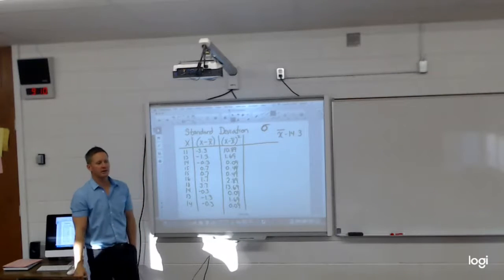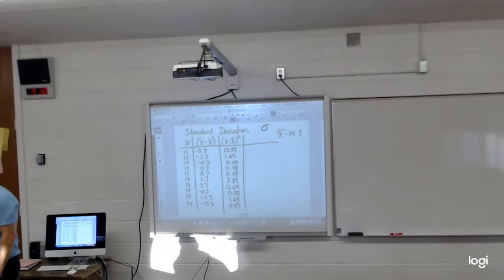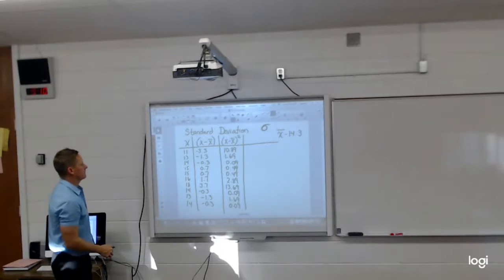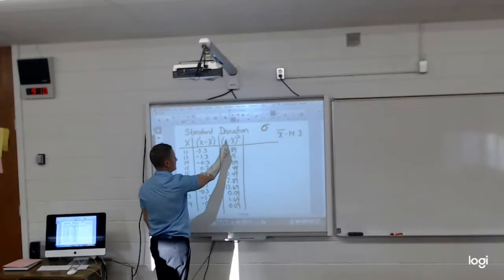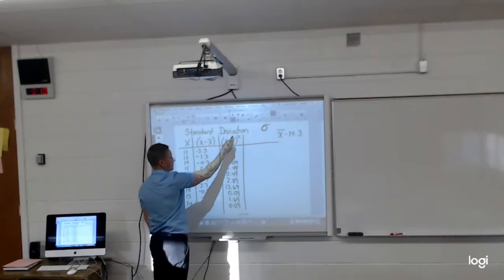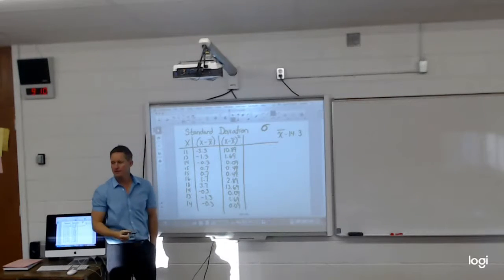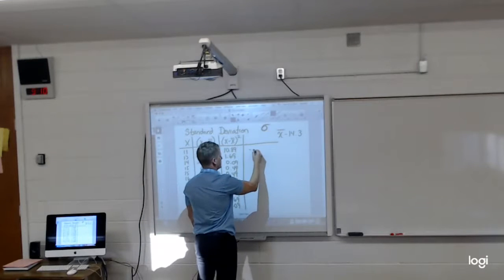Okay, so everybody understands the symbols then? Pretty straightforward so far. All right, X is your score. X with the line over it is the mean. X subtract your mean, this value. X subtract your mean with that square. Okay, so the next order of business is this.